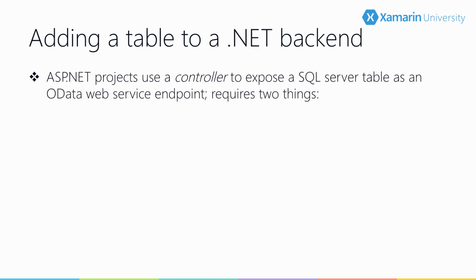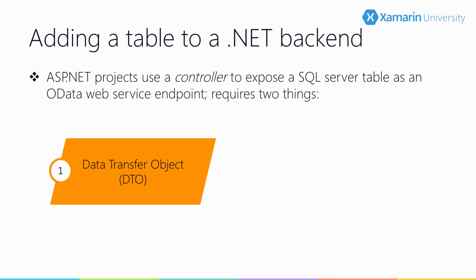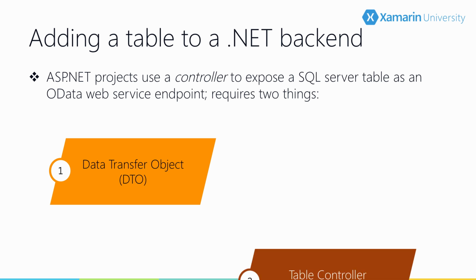When you're using the ASP.NET MVC approach, we need two pieces of information to expose a table from our service. The first is a data transfer object, or a DTO. This is also sometimes called an entity by some frameworks. This is an object definition that represents the data that is going to be passed from the server to the client and vice versa. Each property defines a column in the database which will be passed over the network connection.